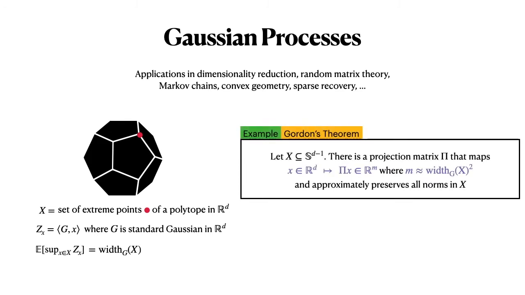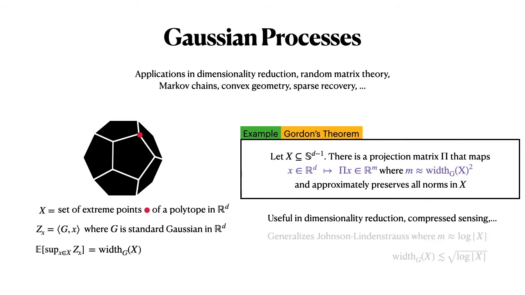Suppose X is a subset of the unit sphere in d dimensions, then there is a projection matrix that reduces the dimensionality from d to m dimensions, where m is the Gaussian width squared, and it preserves approximately all norms in the set X. So this theorem is very powerful, and it's very useful in dimensionality reduction, compressed sensing, and so on. And in particular, it generalizes the well-known Johnson-Lindenstrauss lemma, which probably most of you have seen, where m is taken to be log of the cardinality of the set.